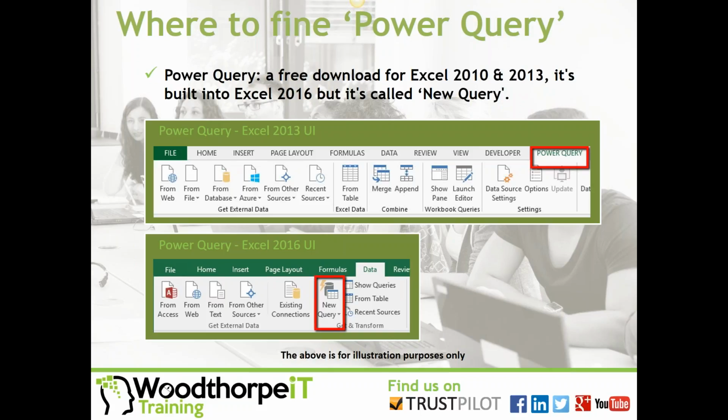So as you can see on the top here, Power Query as a menu option. Sometimes you might have to go into add-ins and activate it, so even when you install it, you might still have to activate it. But Power Query in 2016 is here. So you have a data tab, and here is the new query. And Power Query, as its name suggests, queries data in the underlying data source. So in 2016, it doesn't really refer to it as Power Query, it refers to it as just new query.